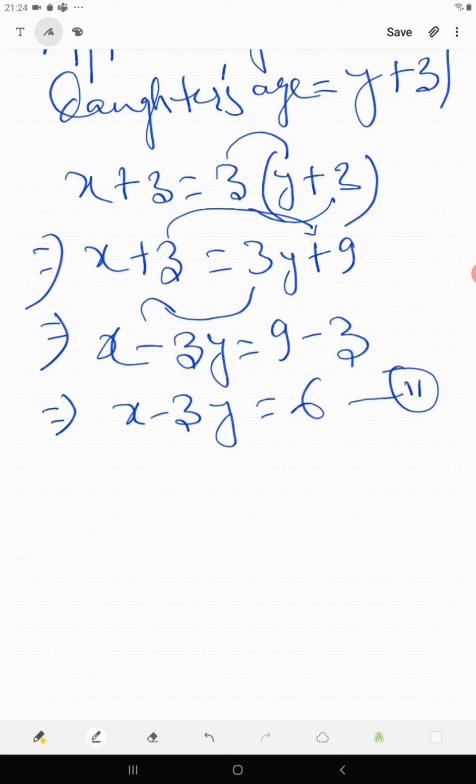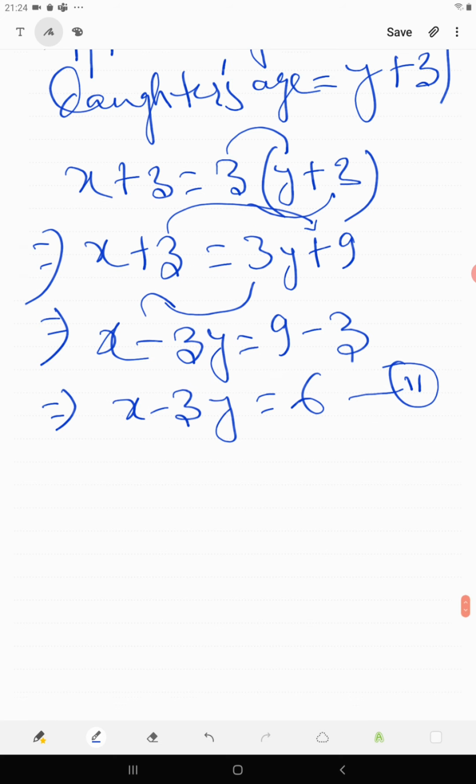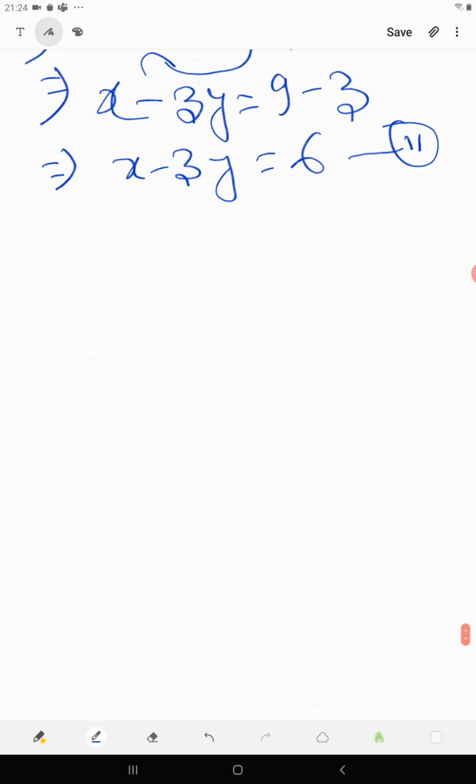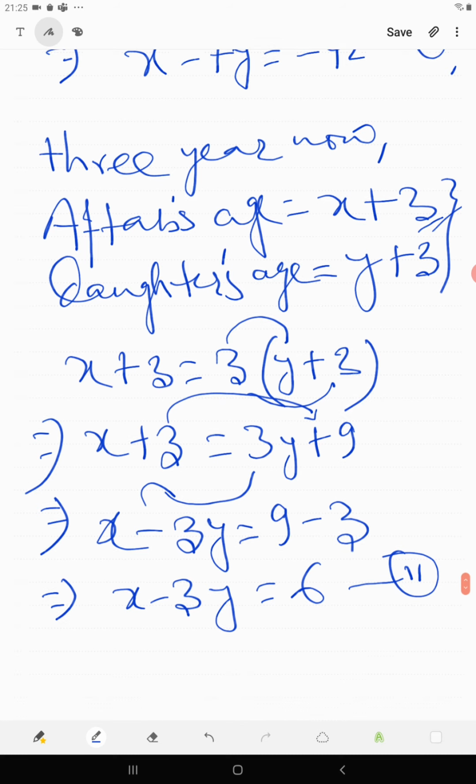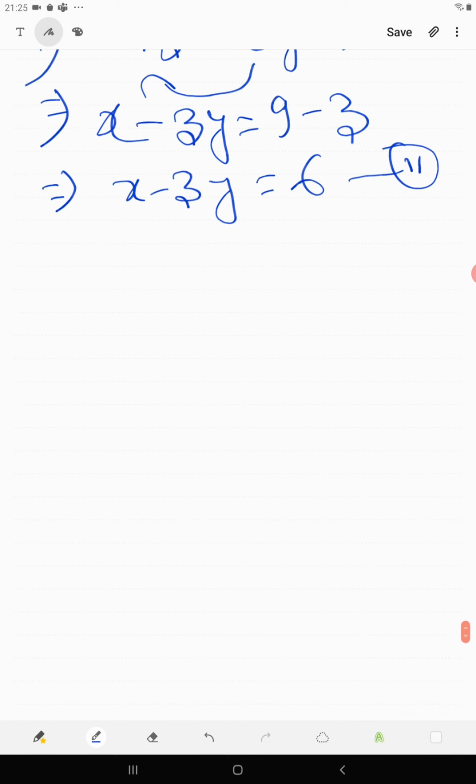So follow your school's instruction, what your maths teacher is telling, how many points you should take. Minimum 2 points are required, that is for sure. Okay, so I will take 3 points for your understanding purpose. Let's take the first equation. The first equation was x minus 7y equals minus 42.